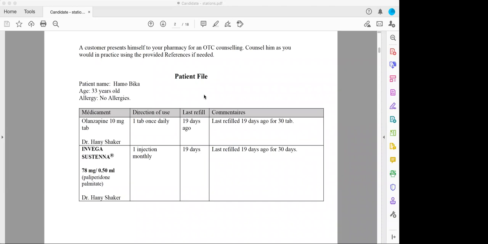Yes, I see. Can I go to your profile with you? I heard about the patches and something like that. Yes, I will tell you about all the options right now. I see here through your profile that you are on olanzapine 10 milligram by Dr. Hani Shakir. This was last filled 19 days ago for 30 tablets. Are you still using this tablet, olanzapine? Yes, it's for my psychosis. Okay. Do you use it regularly?